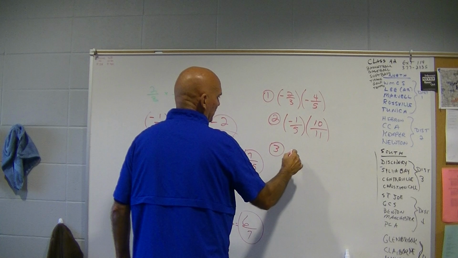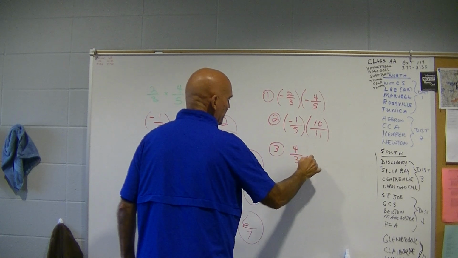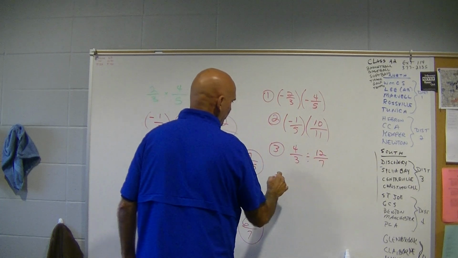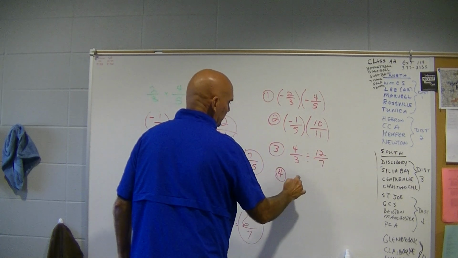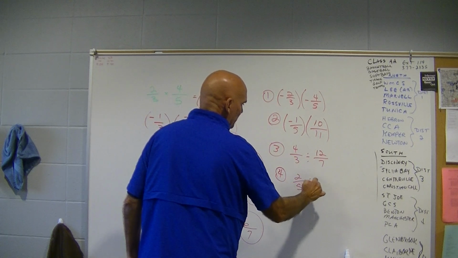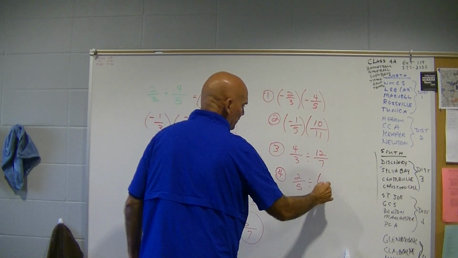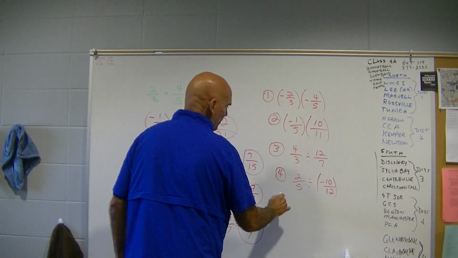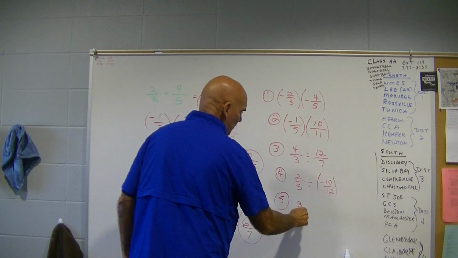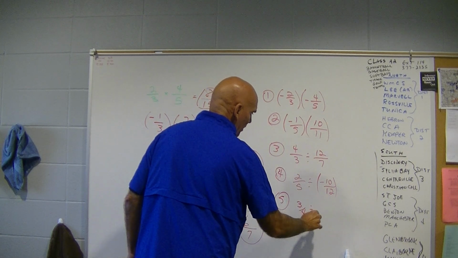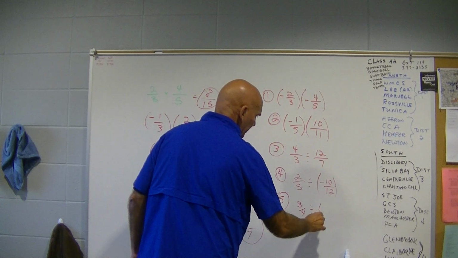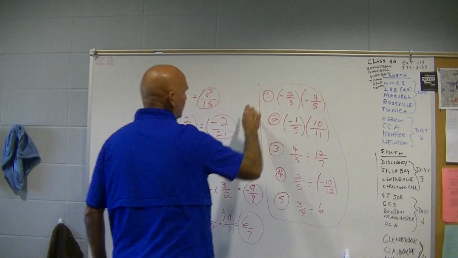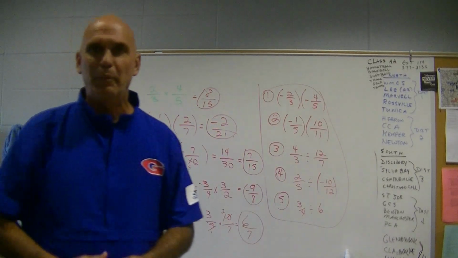Number 3, 4/3 divided by 12/7. Number 4, 2/5 divided by negative 10/12. And one more. Last one would be 3/4 divided by 6. Let's just do 3/4 divided by 6, see if you can figure that out. All right? So those 5 problems right there, do those real quick, take a picture of it, turn it in.